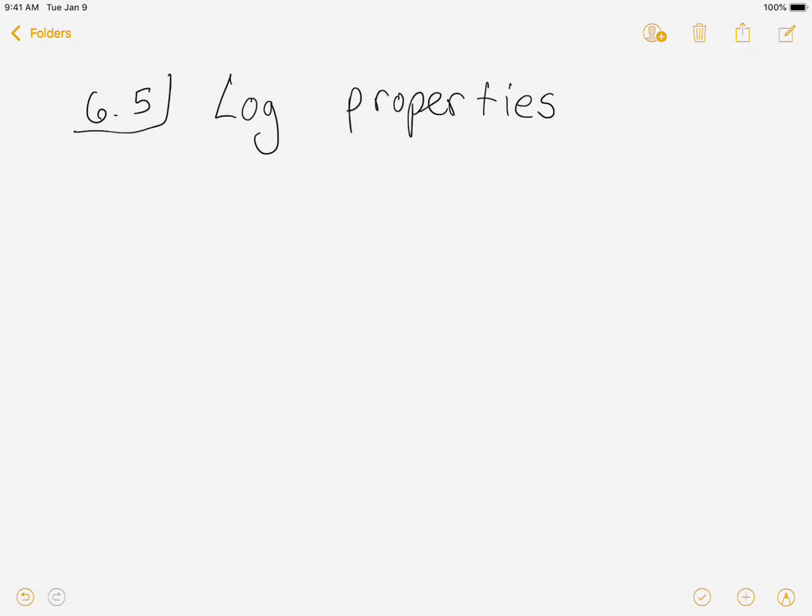6.5 is going to be over log properties. So we talked about exponential properties. Well, logs have properties as well. So let's go over a few of these, and they're pretty straightforward. If you always refer back to the conversion from exponential form to log form, these make a lot more sense.